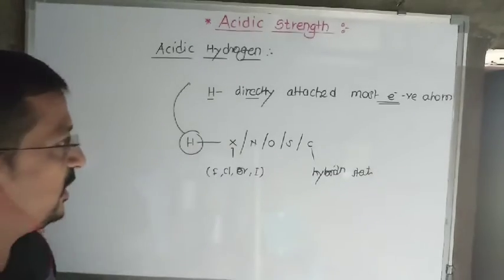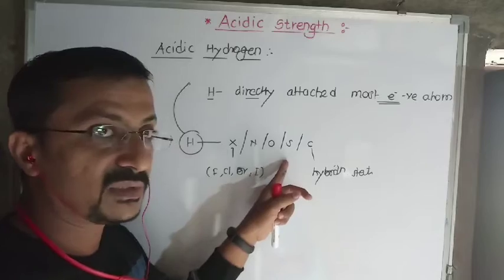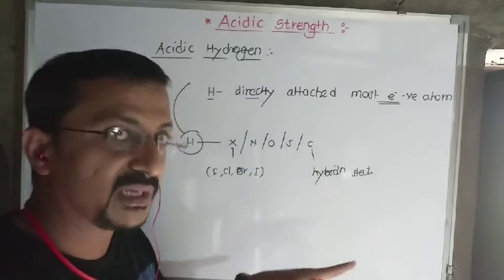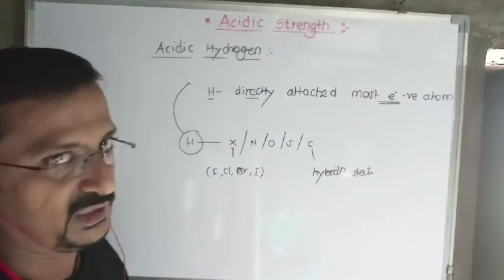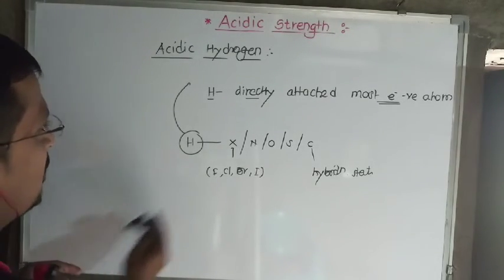So the most important point: acidic hydrogens are those which are directly attached to the most electronegative atoms, even on differently hybridized carbon atoms, whether sp3, sp2 or sp1. Okay, this is about acidic hydrogens. Now why do we have to study this point?